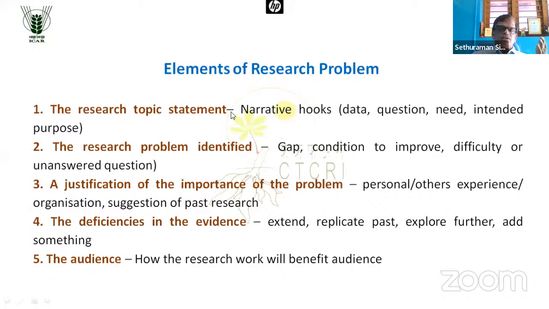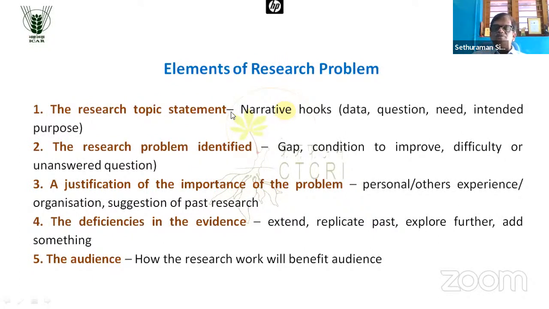The second one is, because all these 5 elements which I am saying are a part of your problem statement. In the introduction chapter, you write a general overview about the problem. What is the current status at the global level? What is the current status of your research topic at the national level and the regional level? And then you will come to the research problem statement. So these 5 elements will be there in the research problem statement in chapter number 1, the introduction chapter of your thesis. So in the first 2-3 sentences of the research problem statement, you have to use narrative hooks.